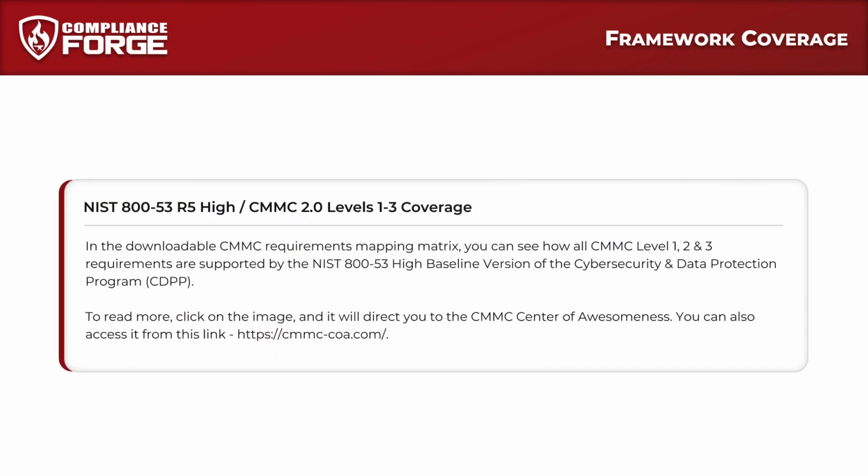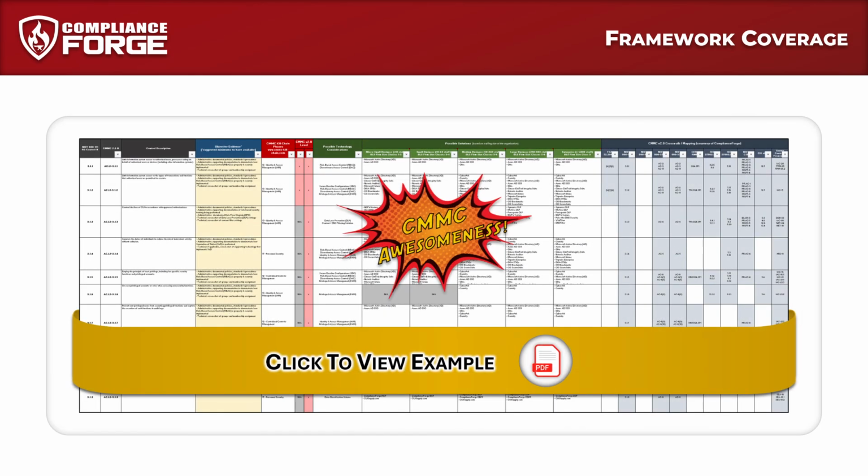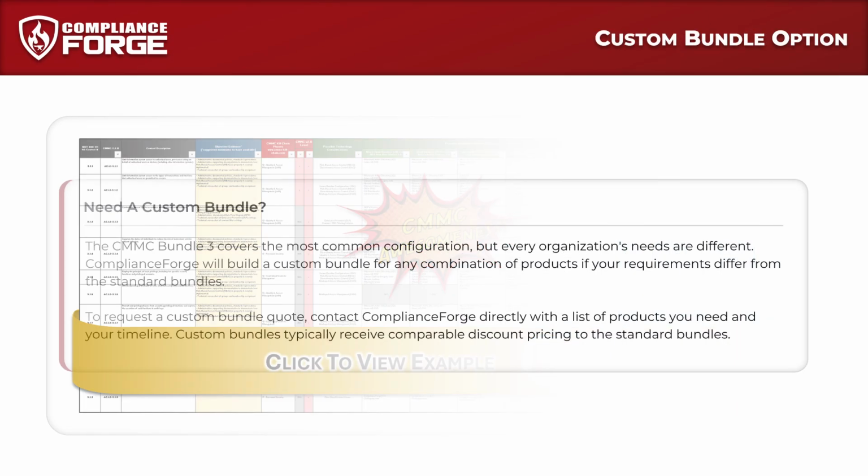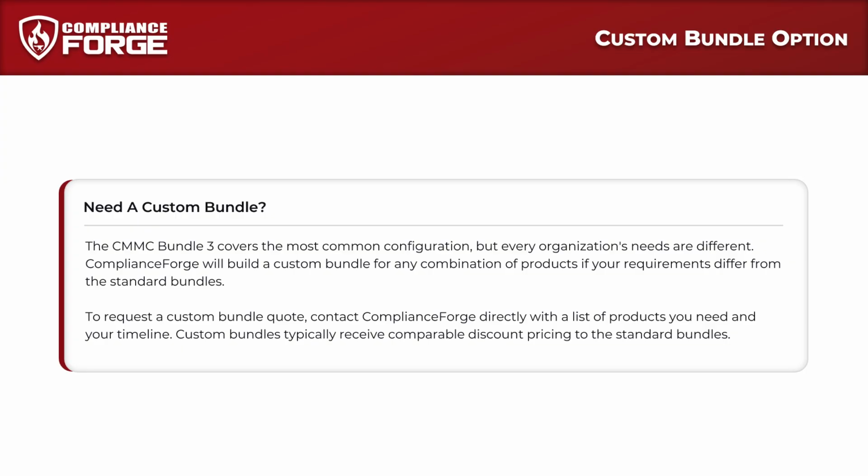There are more reasons to buy. In the downloadable CMMC Requirements Mapping Matrix, you can see how all CMMC Level 1, 2, and 3 requirements are supported by the NIST 853 high baseline version of the Cybersecurity and Data Protection Program. To read more, click on the image and it will direct you to the CMMC Center of Awesomeness. You can also access it directly at circammc-circaode.com. One last thing. The CMMC Bundle 3 covers the most common configuration, but every organization's needs are different.